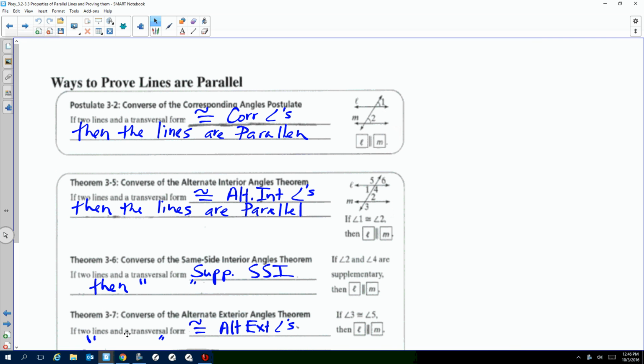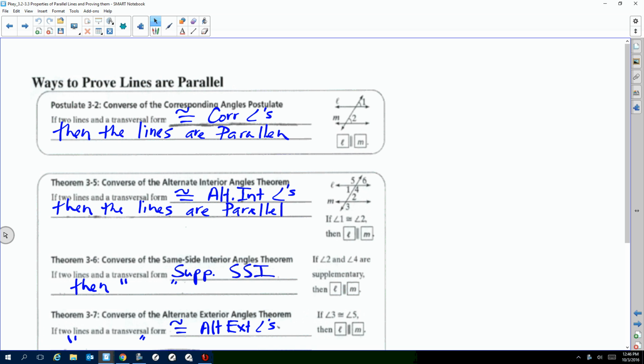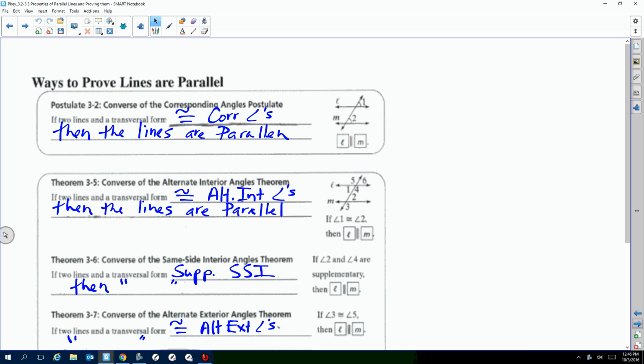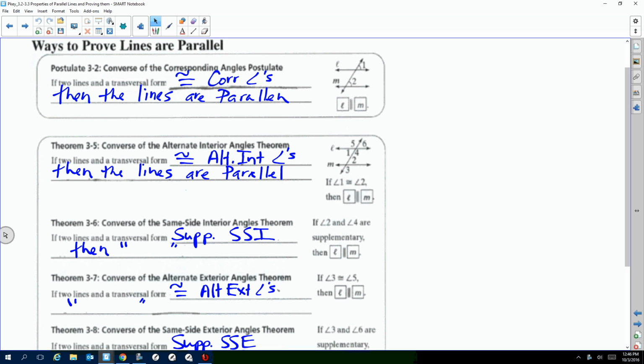Before, on Friday, I know we were only in here for about 25 or 30 minutes, but you got this worksheet, and I should go ahead and paste it into your spiral. And then I needed you to complete the notes off of Edmodo. Right here on this page was just the back page of the notes, the ways to prove lines are parallel.